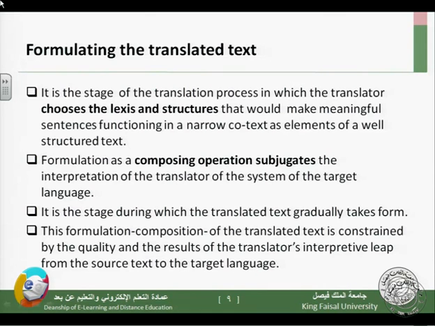Formulation is really a composing operation that subjugates the interpretation of the translator to the system of the target language. Subjugates means it forces the translator to what? To use his interpretation for the benefit of the target language system. So if you are translating from English into Arabic, then you have to use your composing operation to help you put your interpretation in a new language, from English into Arabic text.